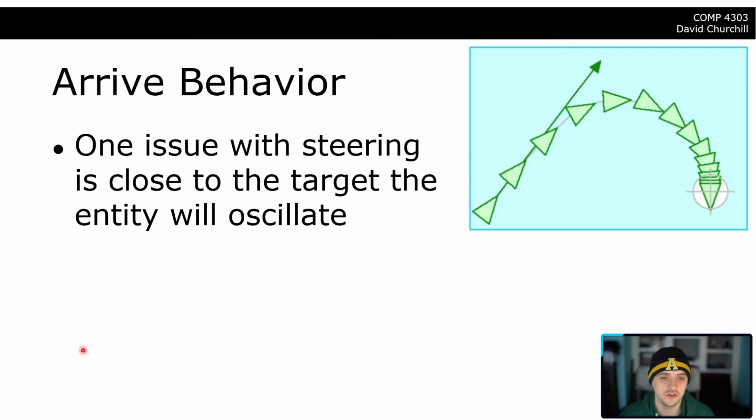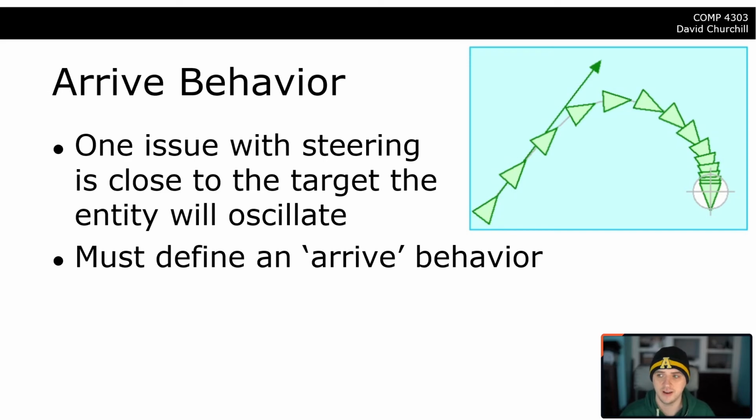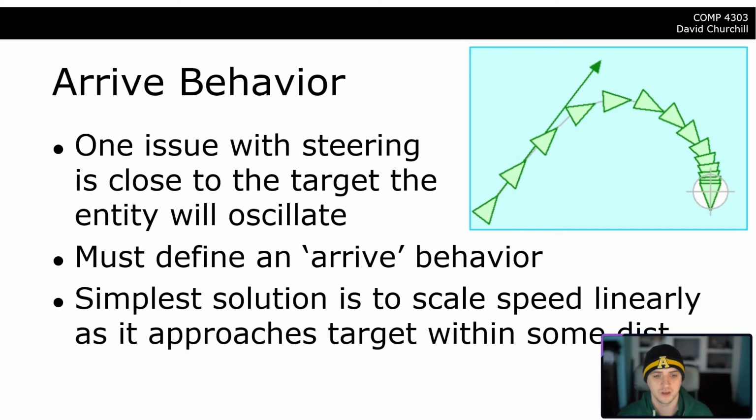One issue with steering is that when we get really, really close to the target, the entity can oscillate, okay? So it can go back and forth, back and forth, back and forth. And we must define an arrival behavior. And that means as we get closer and closer to the target, we want to change our behavior slightly in order to make things do what we kind of want them to do. So the simplest solution is that we can scale the speed linearly as it approaches the target within some distance, right?